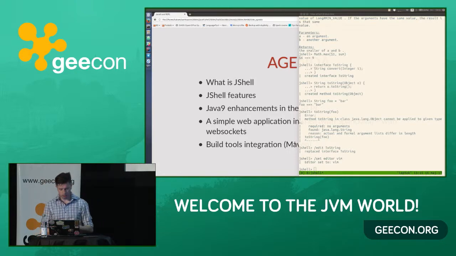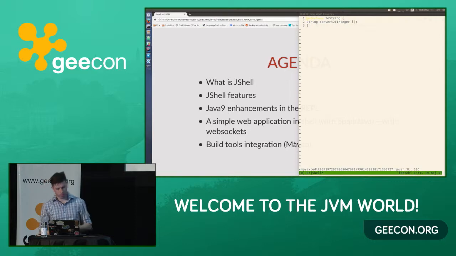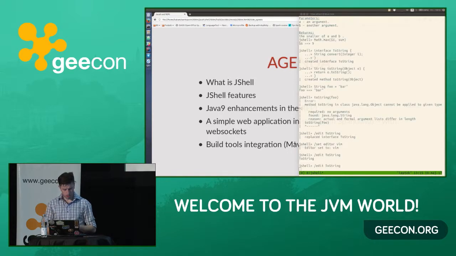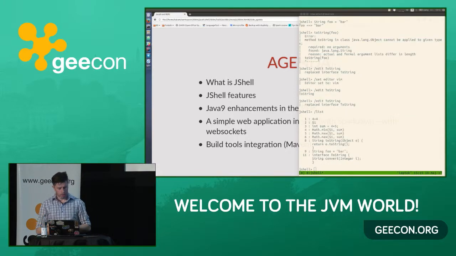So we have a VI, and if we do edit with toString, it pops a VI at the moment, and I can do something with it. So I can go back, and I save it, and I quit, and I have the function replaced. So this is what JShell offers so far, and obviously I can list everything I've done so far.